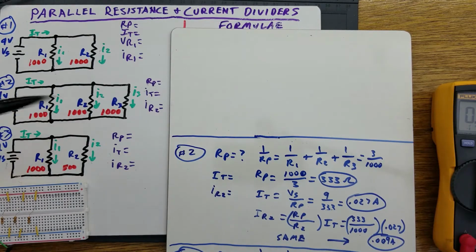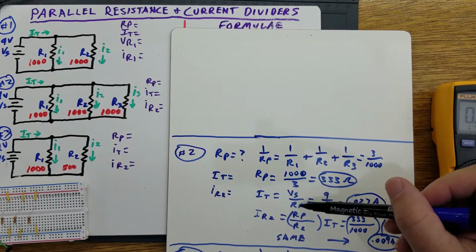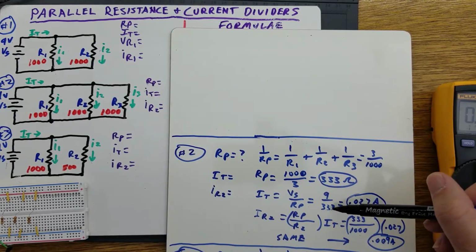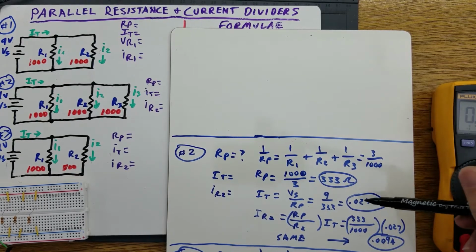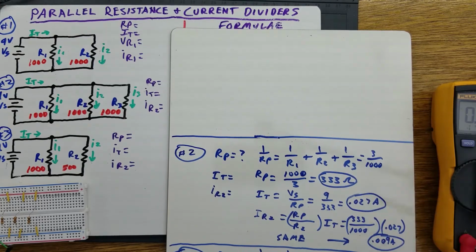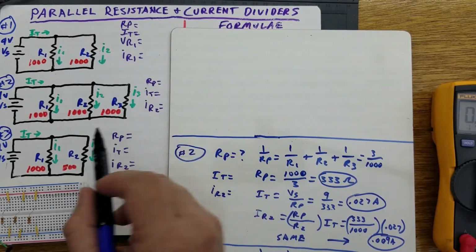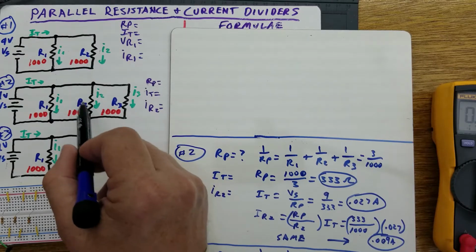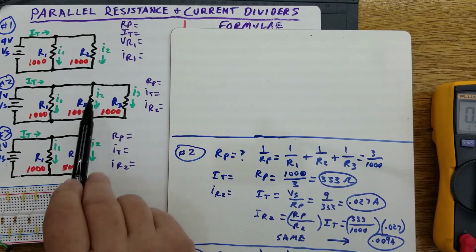That's the equivalent resistance. So in order to find the current, you're just going to go ahead and do it like we did before. You take your source voltage, you divide that by your parallel resistance. That's 9 volts divided by 333 ohms, and you've got 0.027 amps. Now that 0.027 amps is going to be used to calculate, in this case, the current going through R2. Just this one branch right here.